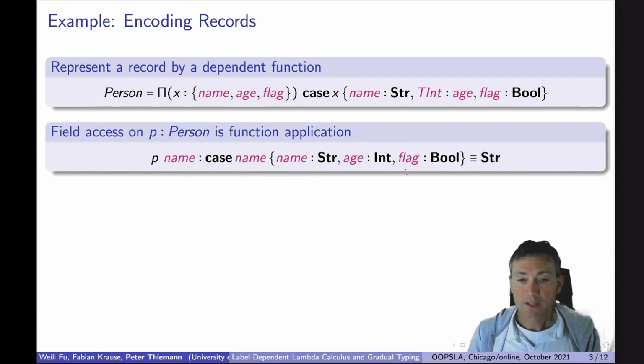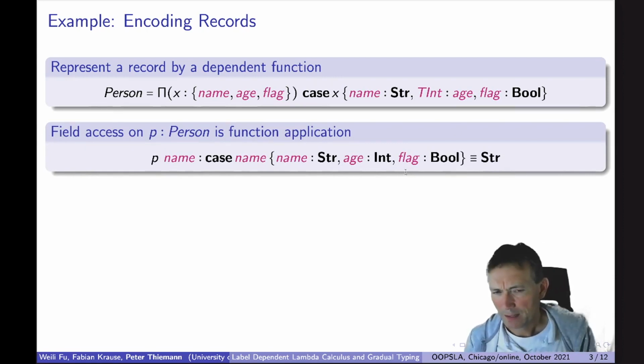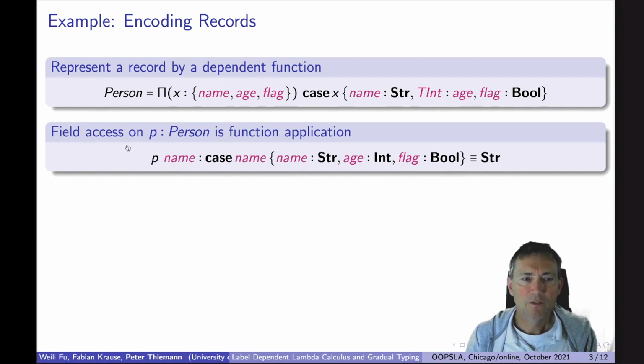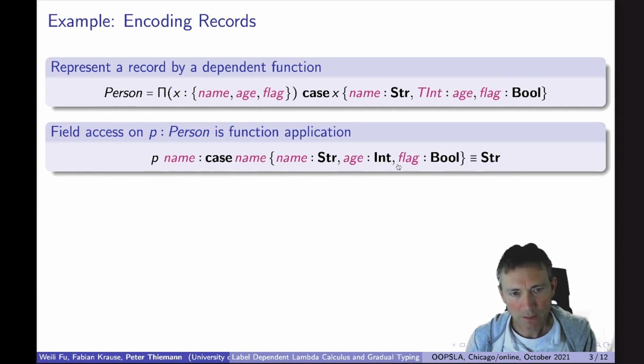With this encoding, which you can do with any dependently typed language actually, field access on a person is just function application. So P applied to the name label, just the same as usual. Type checking this means you have to substitute name for X in the body of the Pi type. So you get case name string, age int, flag bool, and that is convertible to string by just reducing the case.